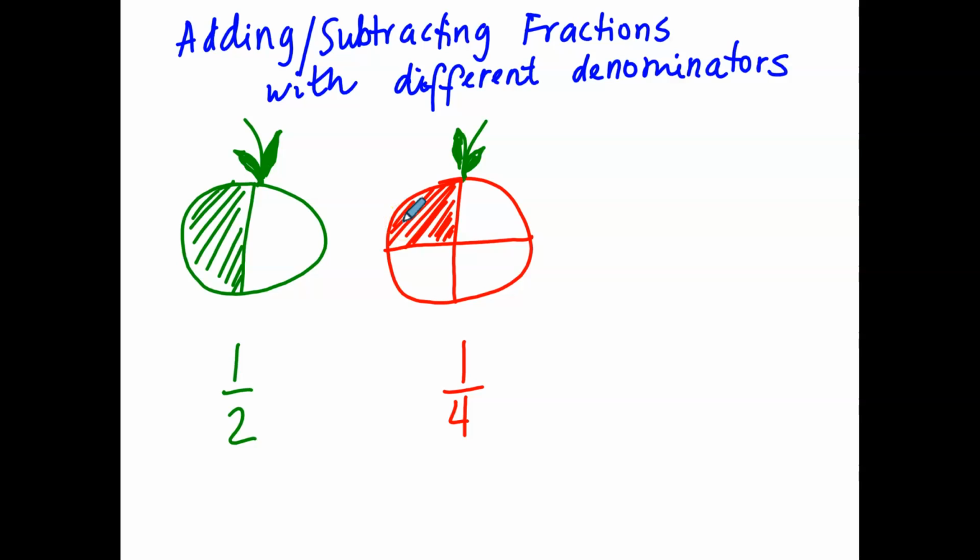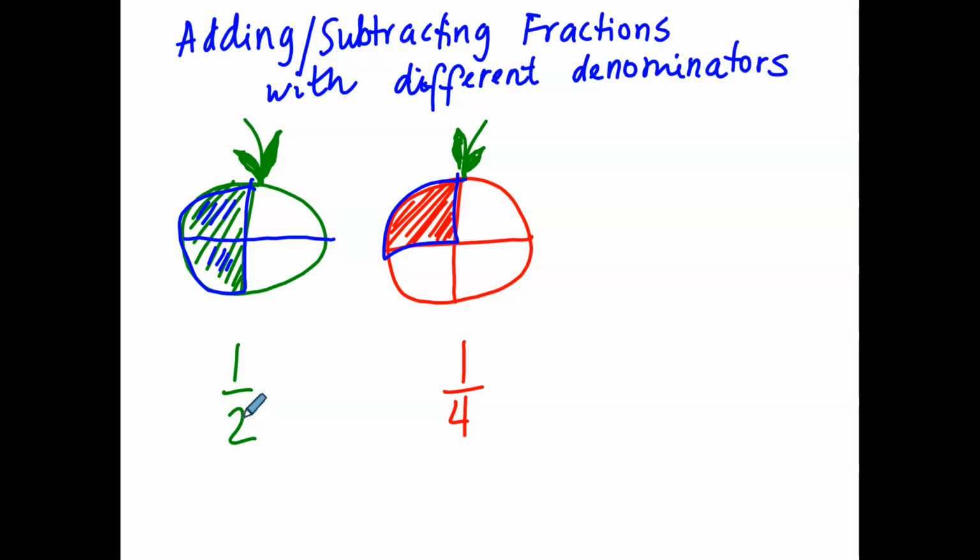Well, no, because the parts are different in size. What we need to do is we need to make them the same size. Or we have to write these 2 fractions with the same denominators. If we divide the first apple into 2 more parts, then we will have 2/4, which is equal to the same quantity of 1/2.